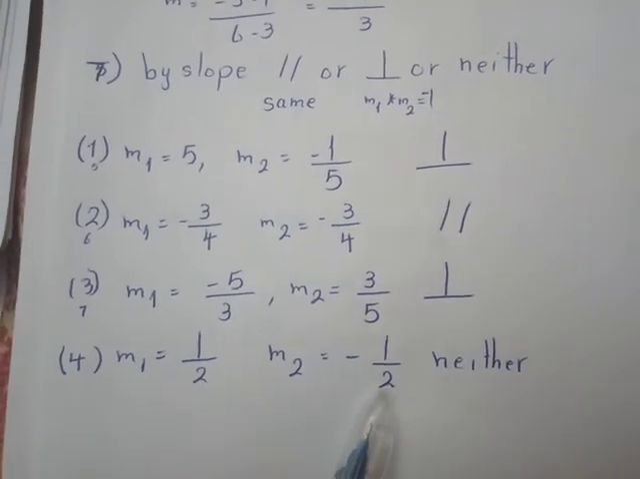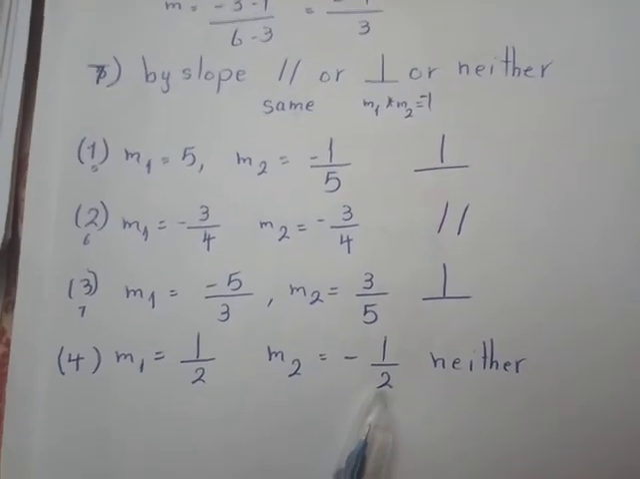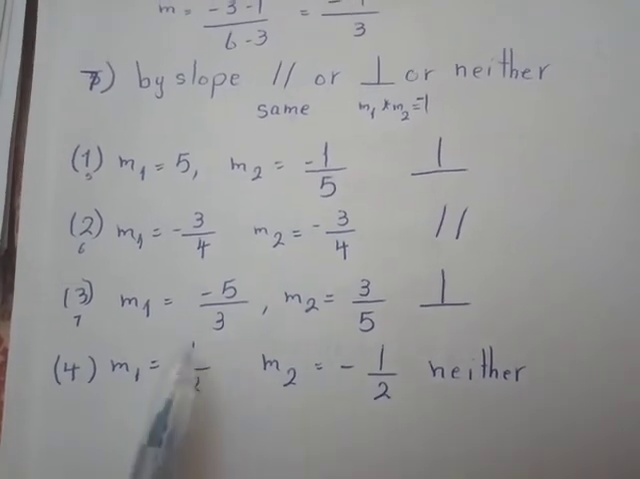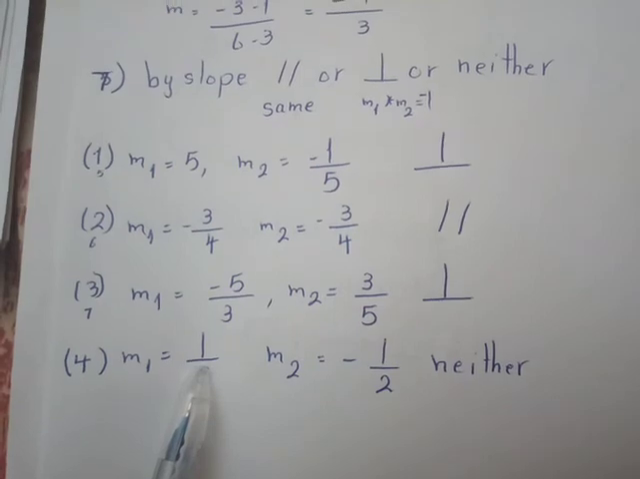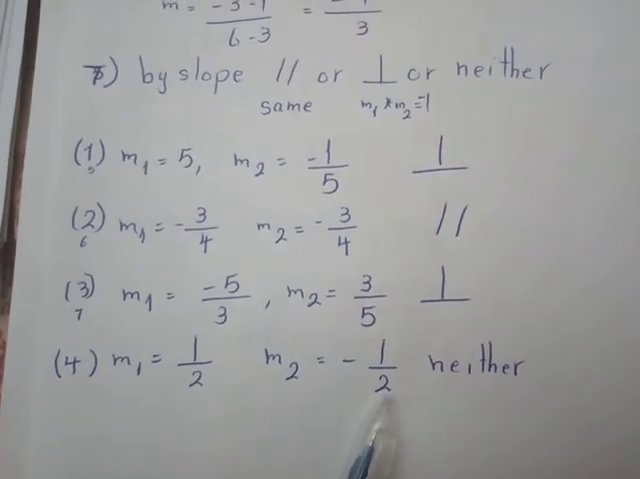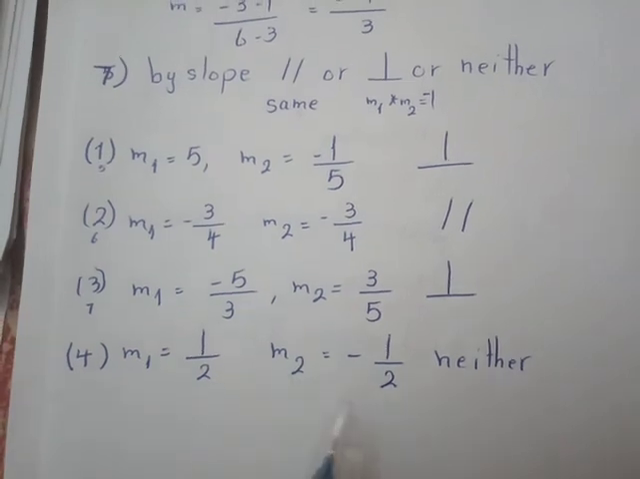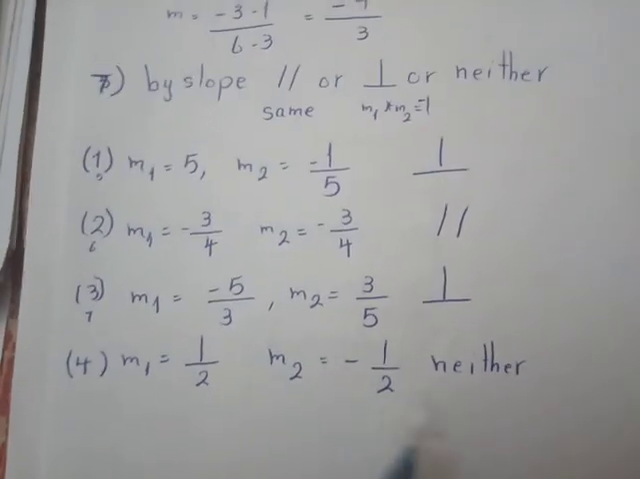They are not equal, so the two lines are not parallel. This is negative, this is positive, but this is half. What is the reciprocal of half? It's 2. So m1 times m2 does not equal negative 1. So it's neither.